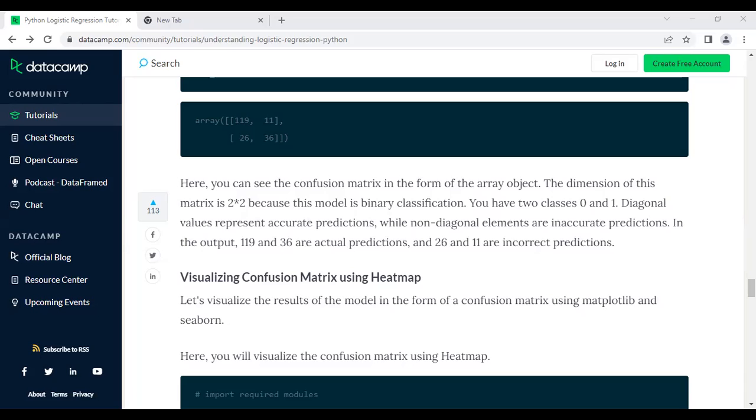The true positive means how many positive classifications are done correctly. True negative, how many correct negative values you are classifying. False positive means we predict 1, but actually it becomes 0. And false negative means we predict 0, but actually it is 1. That is false negative. Any problem? No, sir.